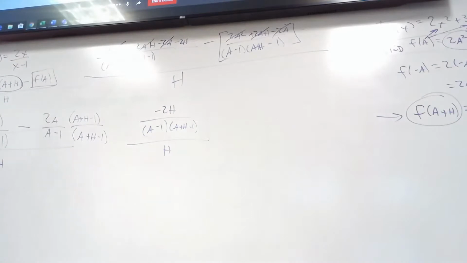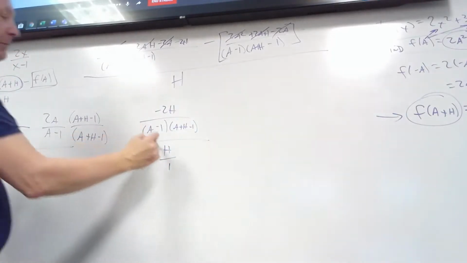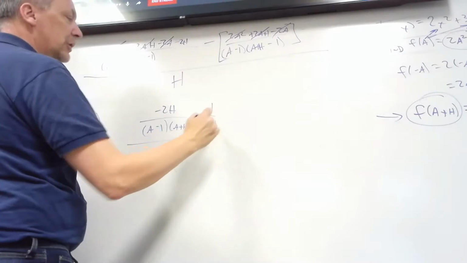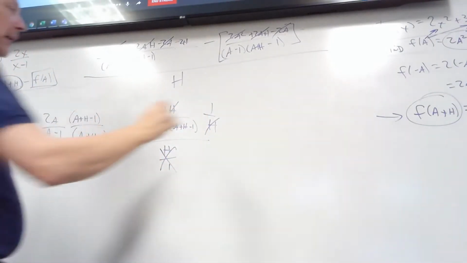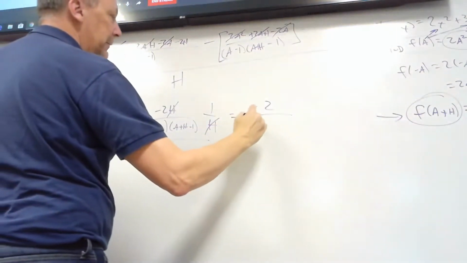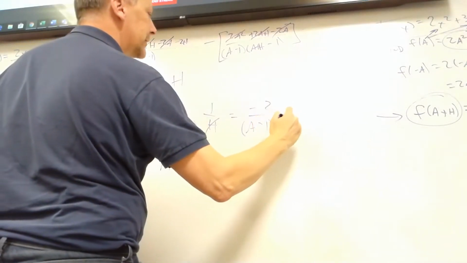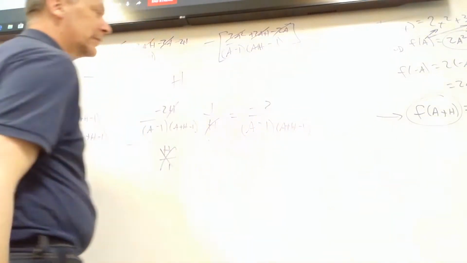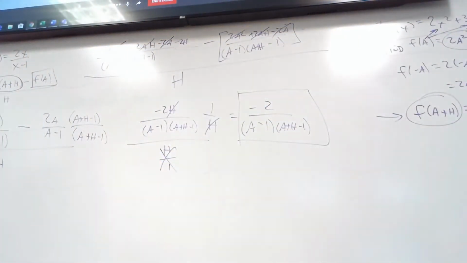Correct? Got a fraction divided by a fraction. So I'm going to invert and multiply, right? So if I multiply by the reciprocal, 1 over h, the h's cancel, and I'm left with negative 2 over a minus 1 times a plus h minus 1. And that is all I have to say about that as far as concerned.